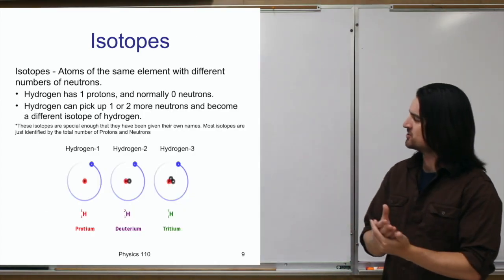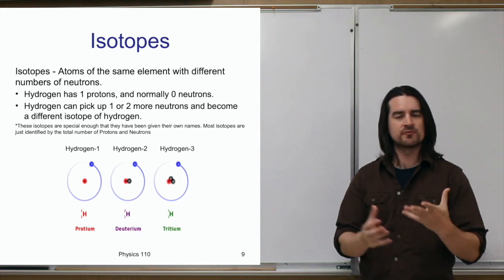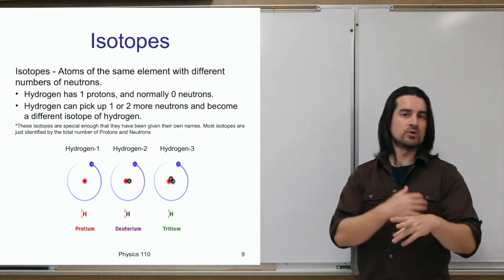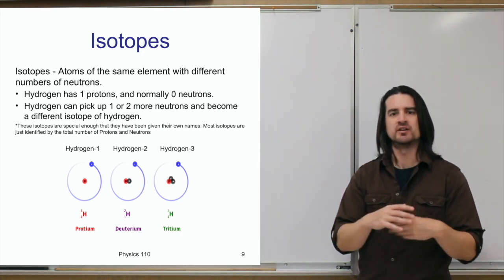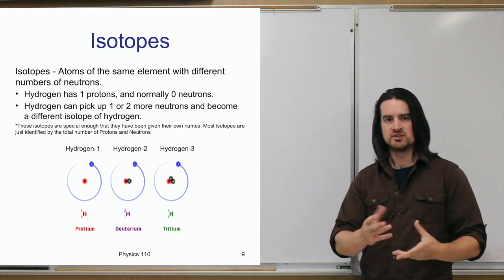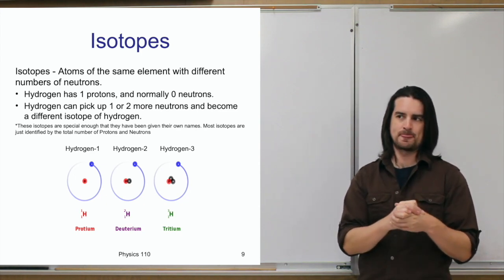Okay, so like I just mentioned, there are terms for when you change not the number of protons, because that changes the element, but the number of neutrons and the number of electrons for a particular element.